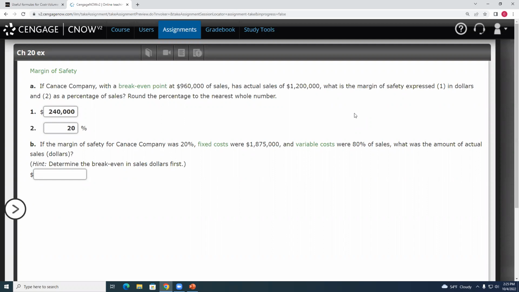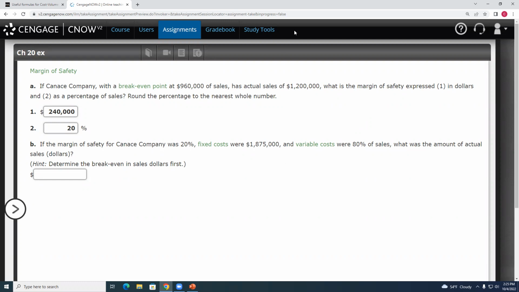The last part of this exercise says, if the margin of safety for the company was 20%, and then it tells us their fixed and variable costs as a percent of sales, what was the amount of their actual sales in dollars? So it suggests we find their break-even sales in sales dollars first.